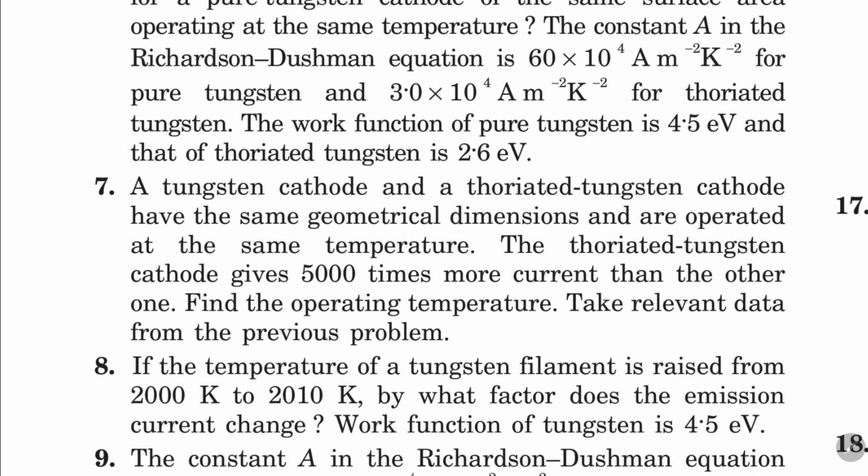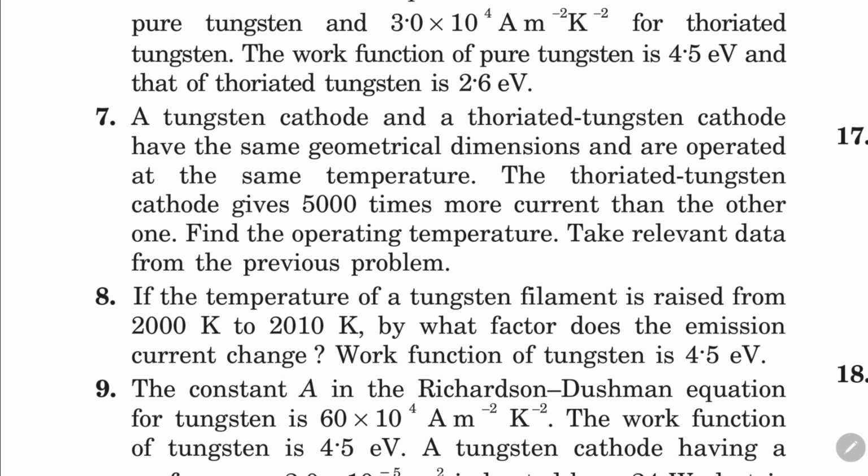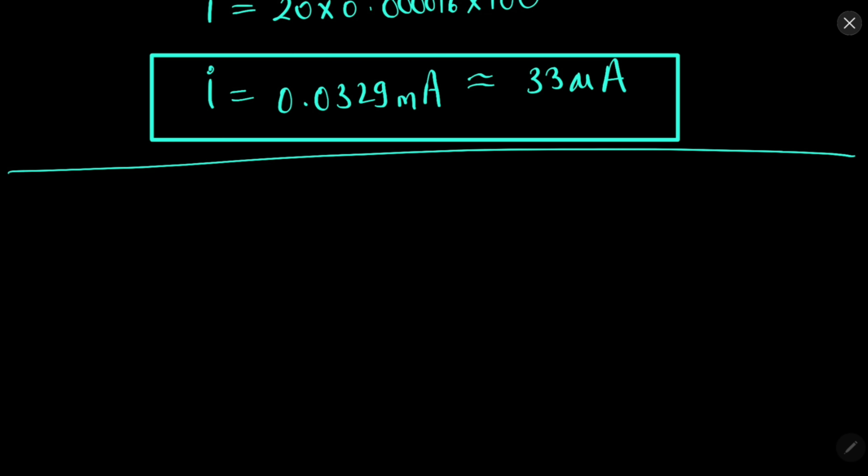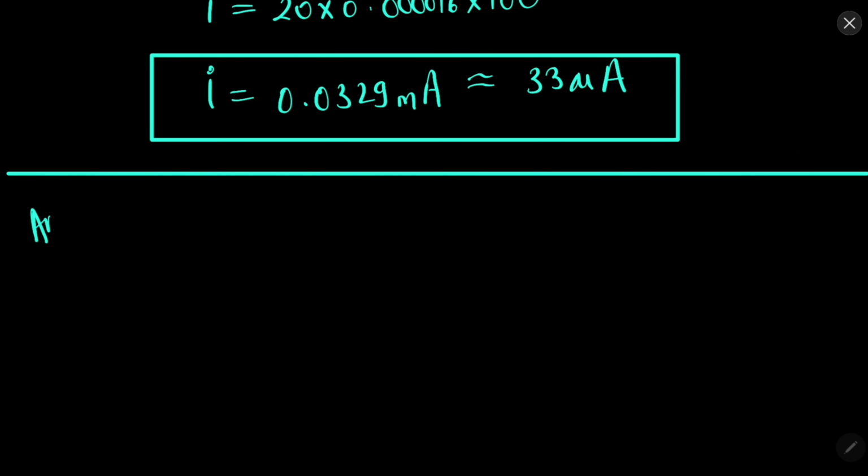In question 7, a tungsten cathode and a thoriated tungsten cathode have the same dimensions and they are operated at the same temperature. Thoriated tungsten cathode gives 5000 times more current than the other one. We need to find the operating temperature and we can use the data from the previous problem. So this is the 7th one.